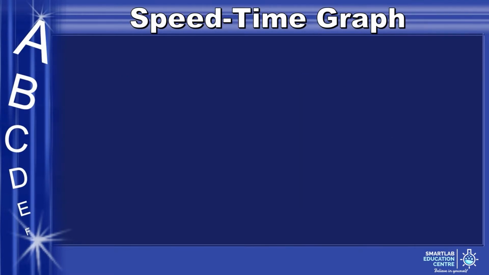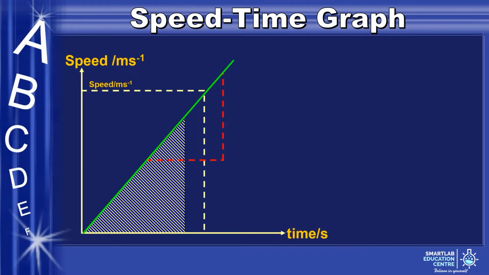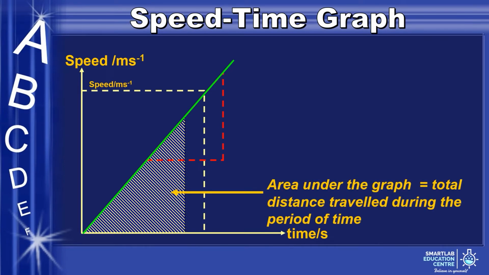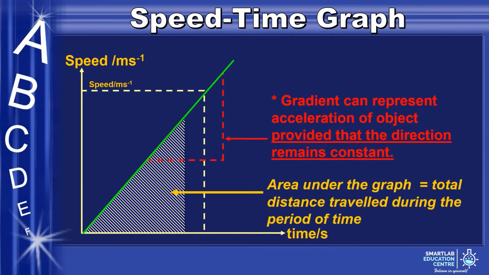Now, let us talk about speed and velocity. This is a speed-time graph. The area under the curve represents the distance traveled by the object. However, the gradient can be acceleration if the direction of the object never changes.